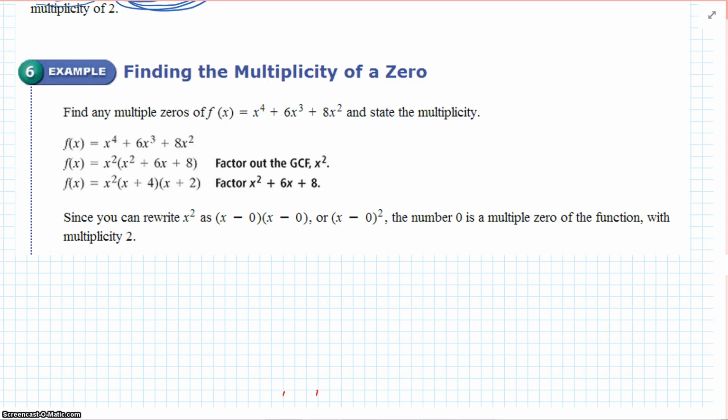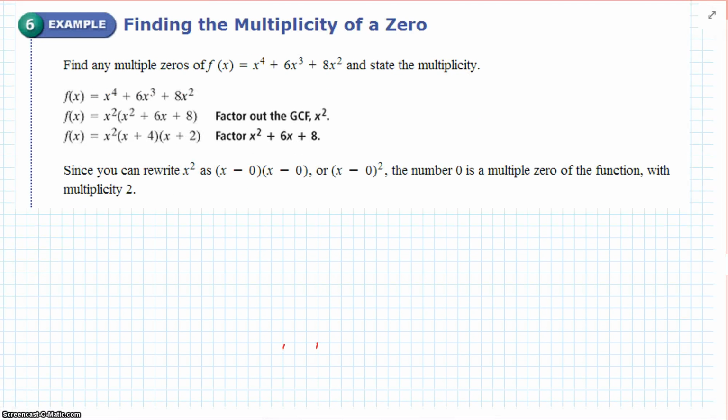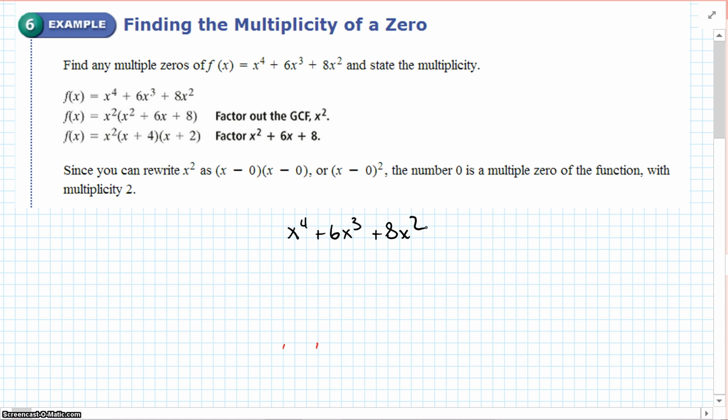Find any multiple zeros of this function. X to the 4th plus 6x cubed plus 8x squared. Well, the first thing I notice is I can factor out an x squared. What's left? X squared plus 6x plus 8. Okay, so let's factor that.